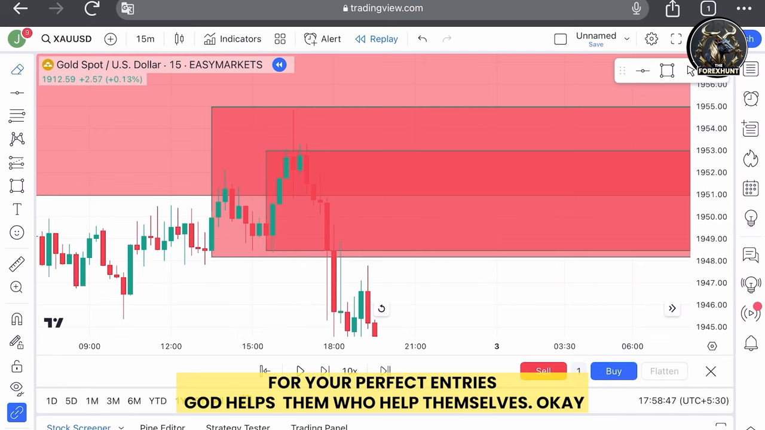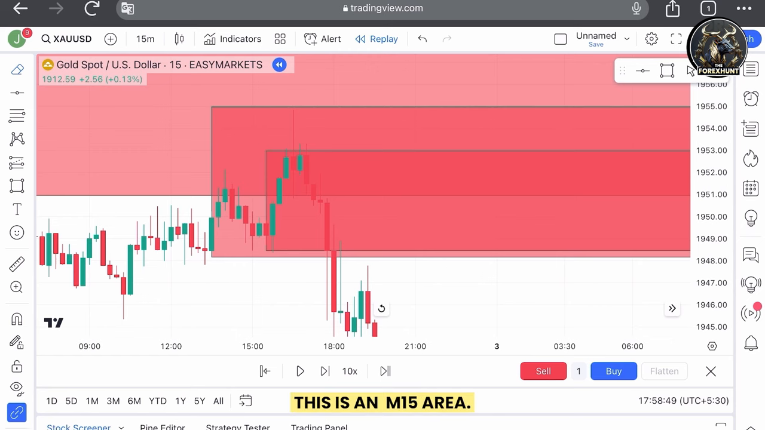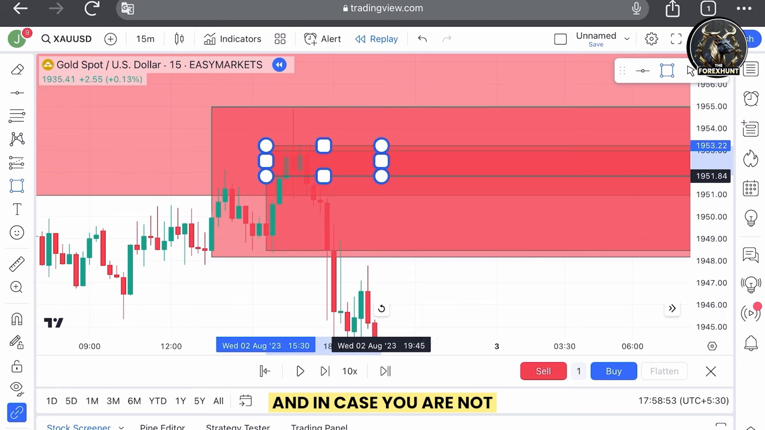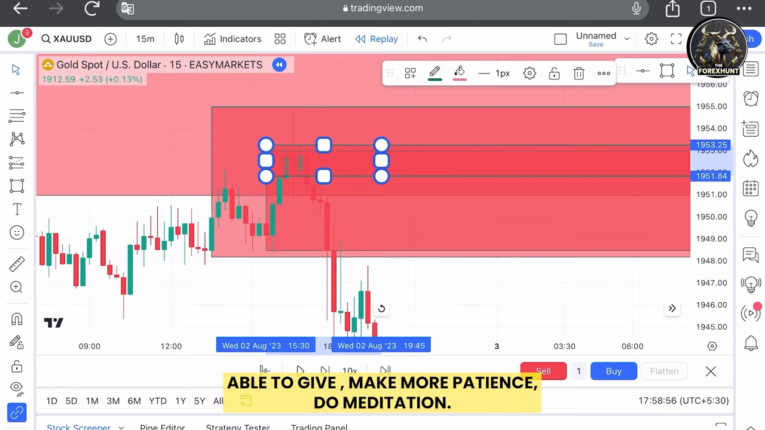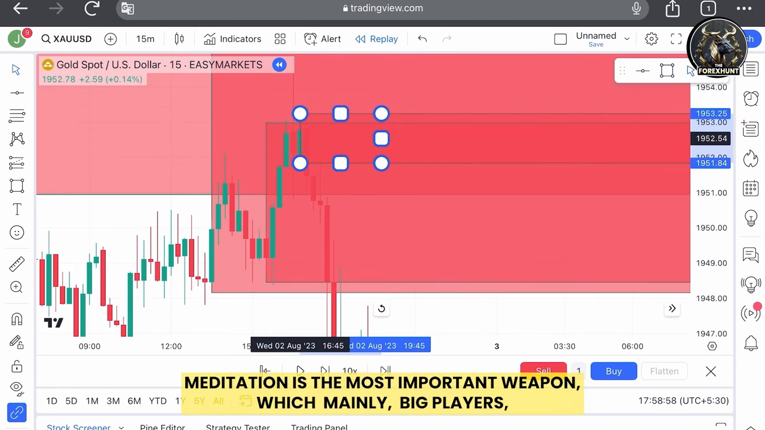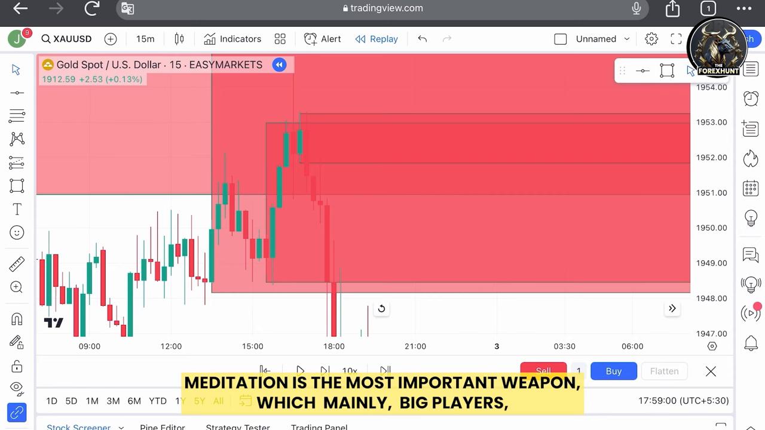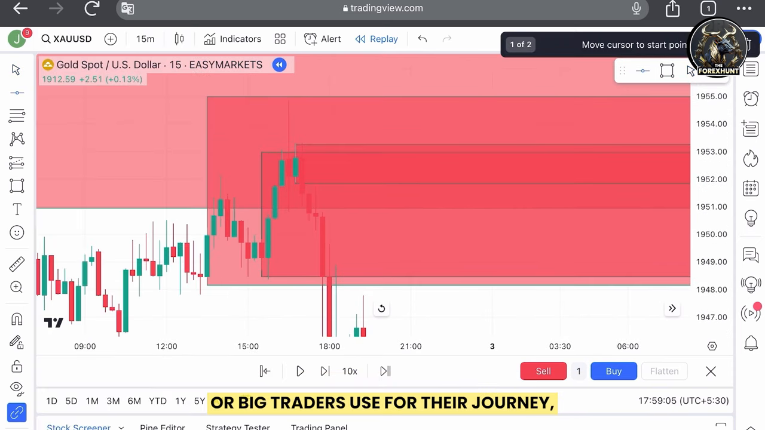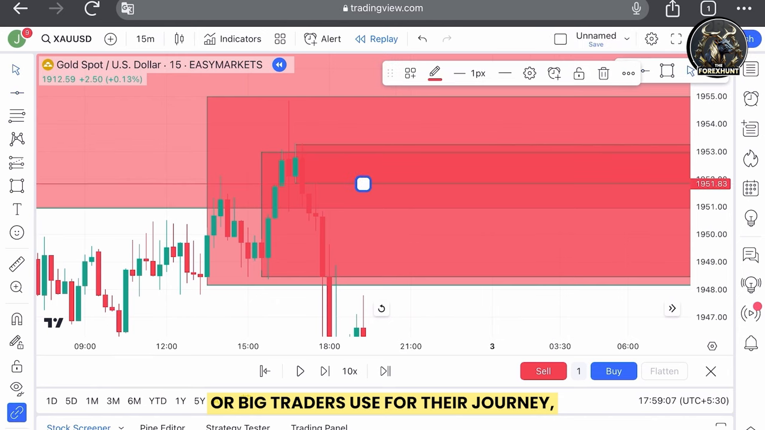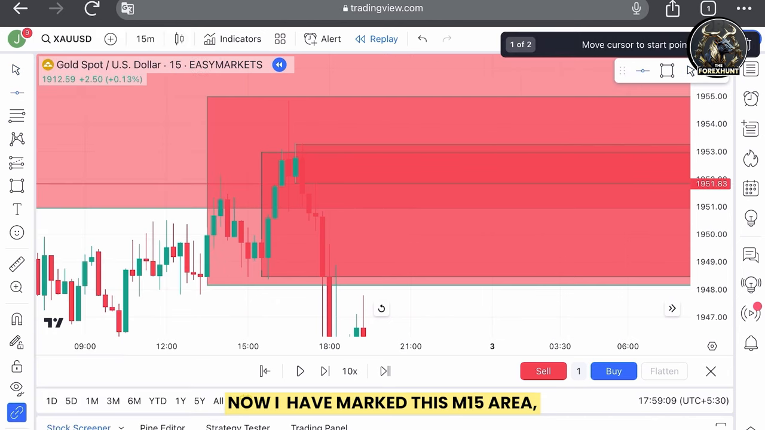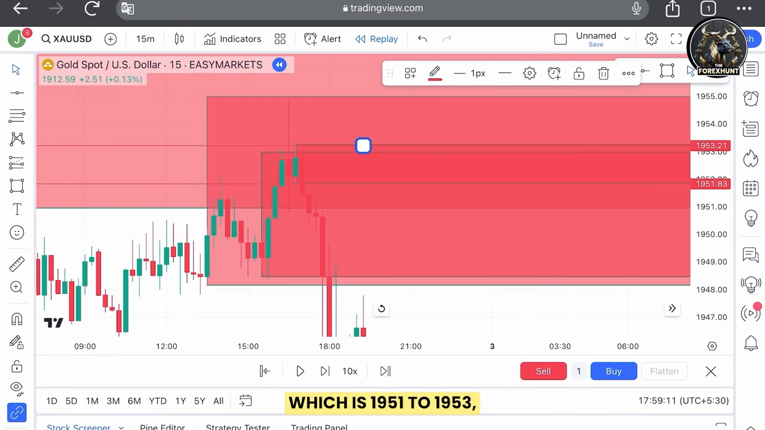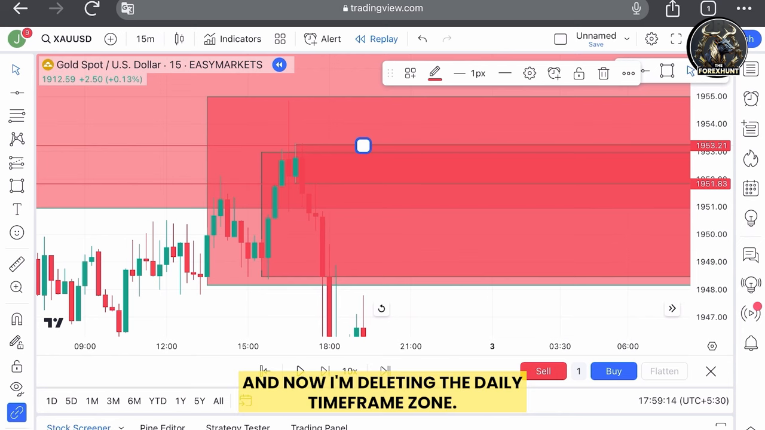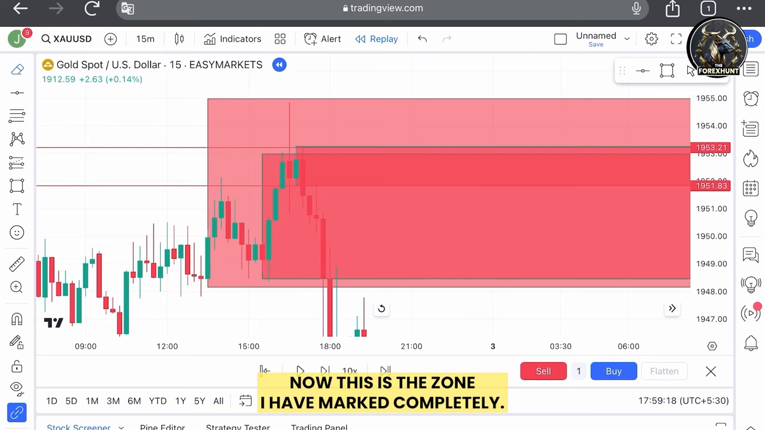Now, this is an M15 area, and in case you are not able to build more patience, do meditation. Meditation is the most important weapon which big players and big traders use on their journey. Now I have marked this M15 area, which is 1951 to 1953, and now I am deleting the daily time frame zone. This is the zone I have marked completely.